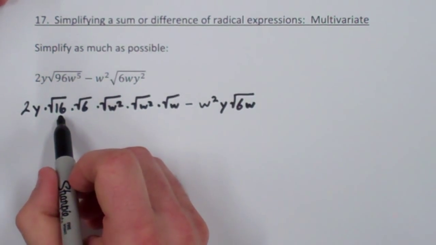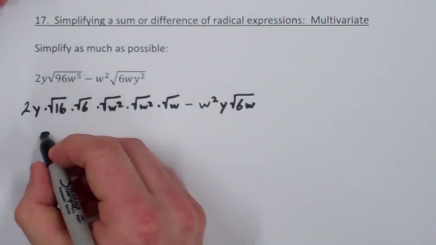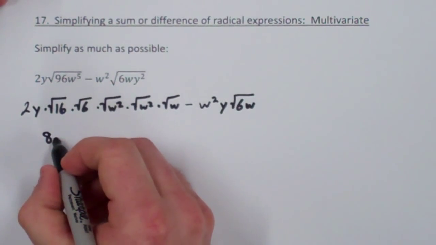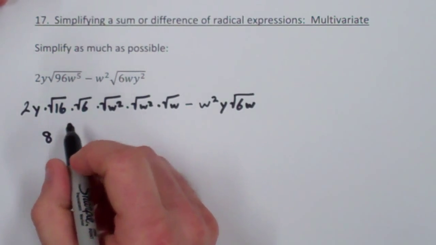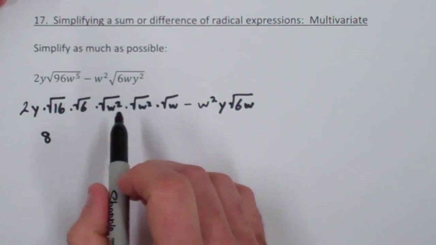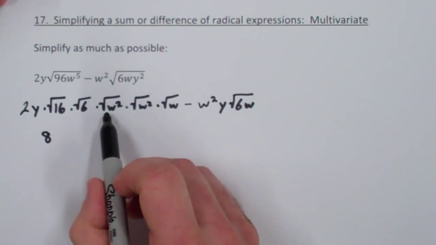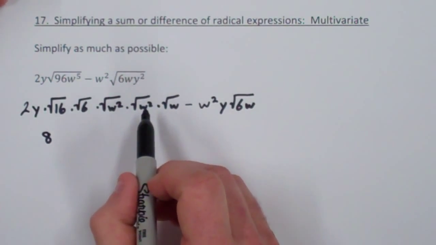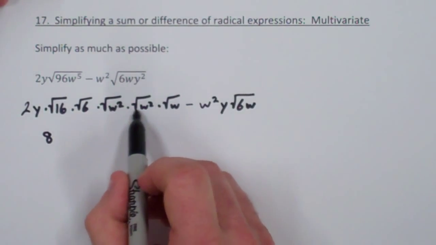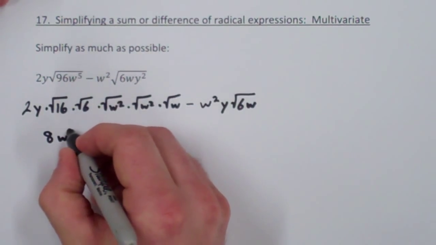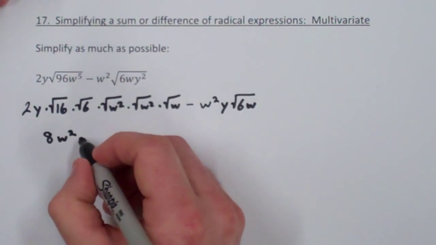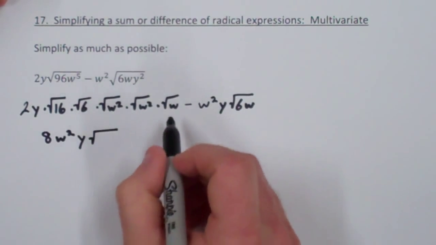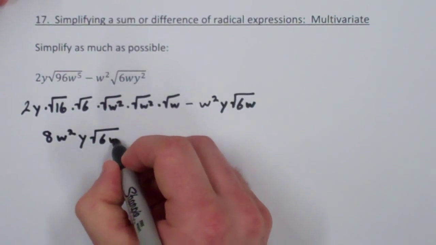The square root of 16 is 4. 4 times 2 is 8. There is a y over here, and I'm going to go ahead and write the w first. So let's take care of the w. The square root of w squared is w. Square root of w squared is w. So we're going to have w times w, which is w squared. Then our y would come next. We've got the square root of 6, and then w is underneath.